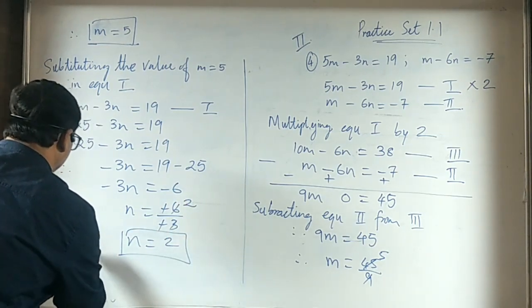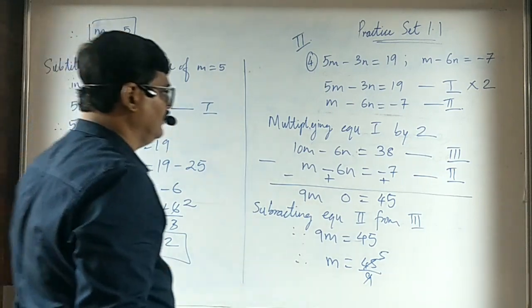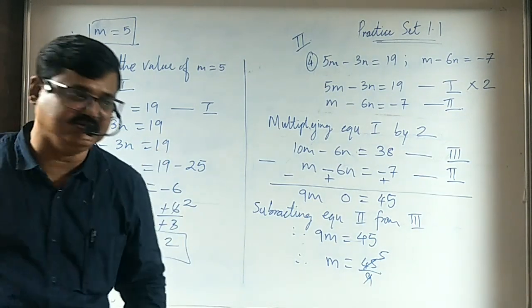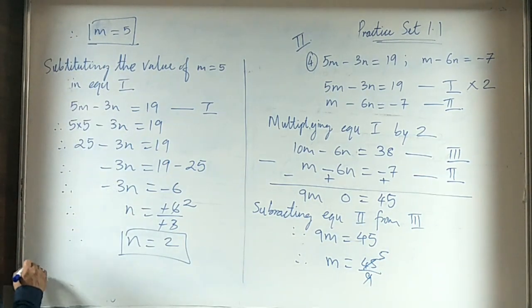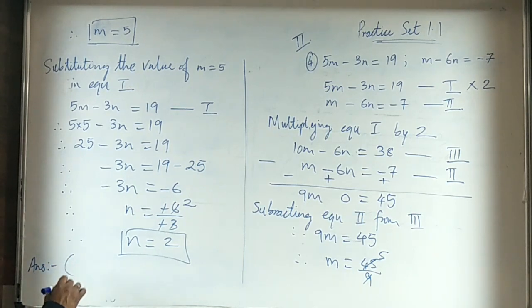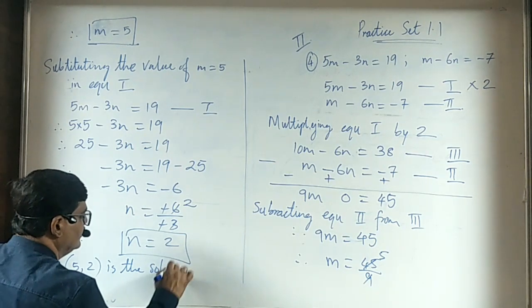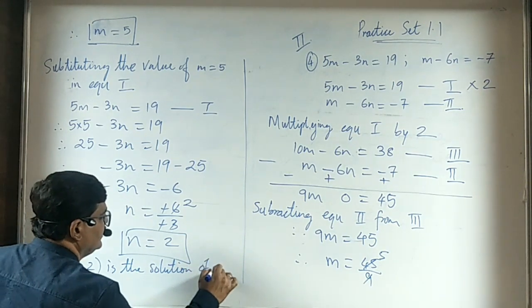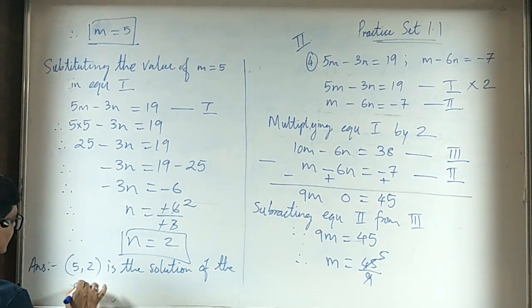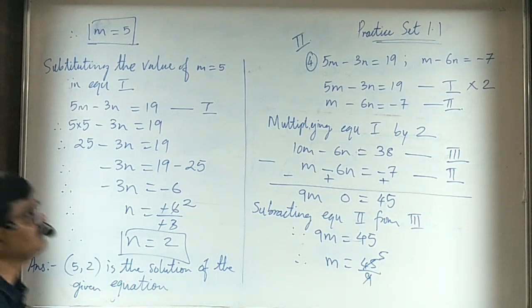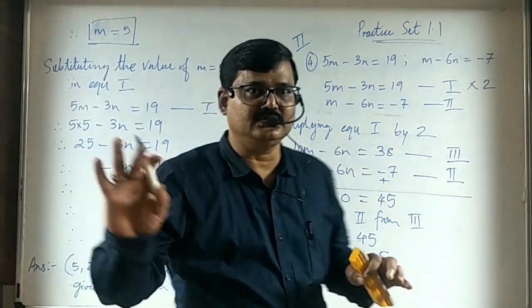Now we got the value of n also. We got the value of m, we got the value of n. Now you can see that both the values we got, and I told you that you have to write the final answer. The final answer is Ans, semicolon, and whichever variable is first, which is your m. M is the variable first, so you have to write the value of m first and then the value of n. 5 and 2 is the solution of the given equation, and that is how we have completed the sum. That is your fourth sum.